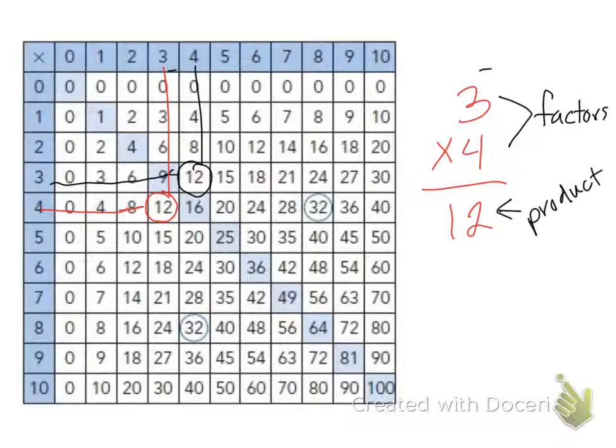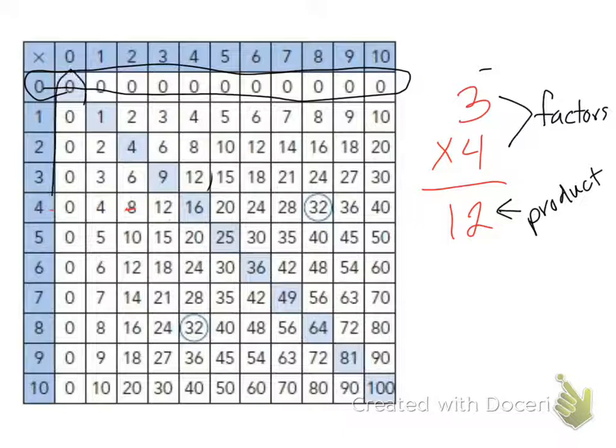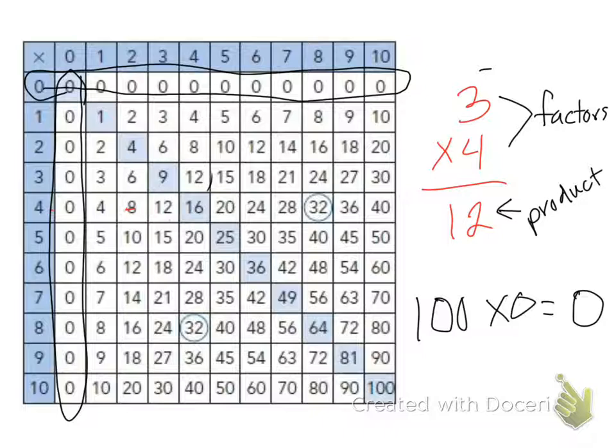Now, notice the row of zeros. We can see that 0 times any number equals 0, and the same with here. So anytime we multiply by 0, we get 0. And this is called the property of 0 for multiplication. So I could do 100 times 0, and my answer is still going to be 0.